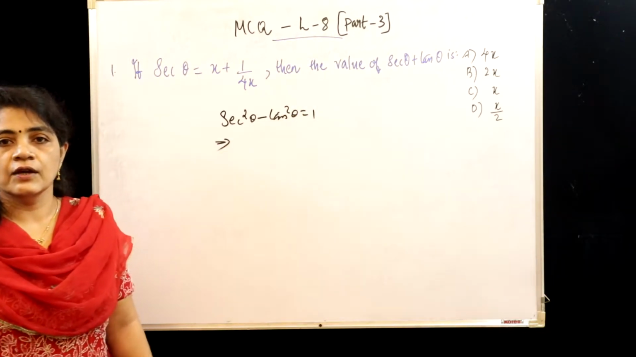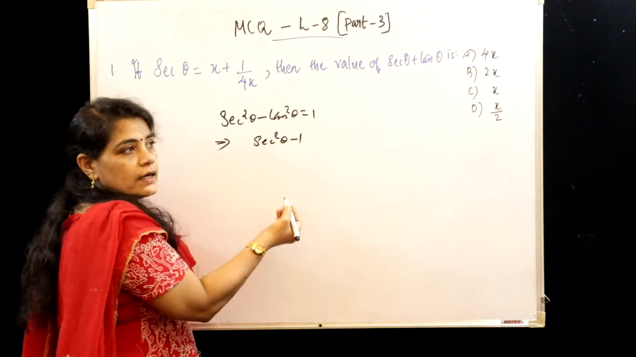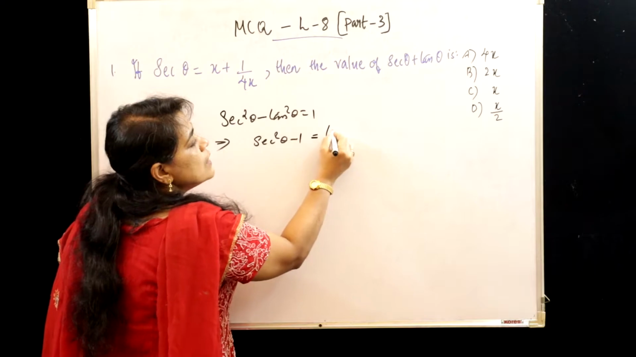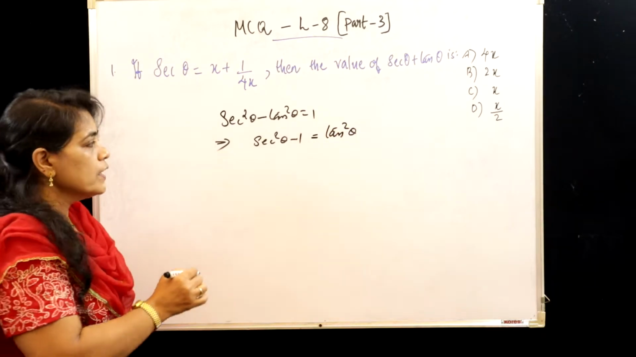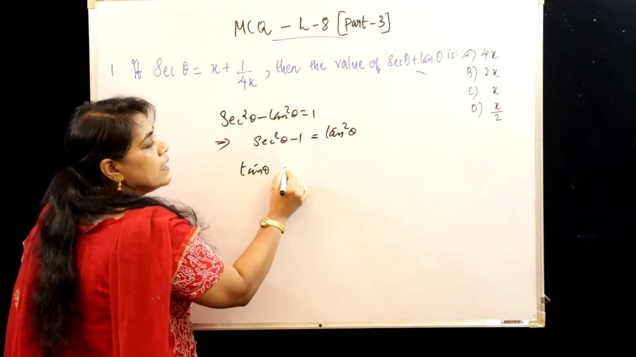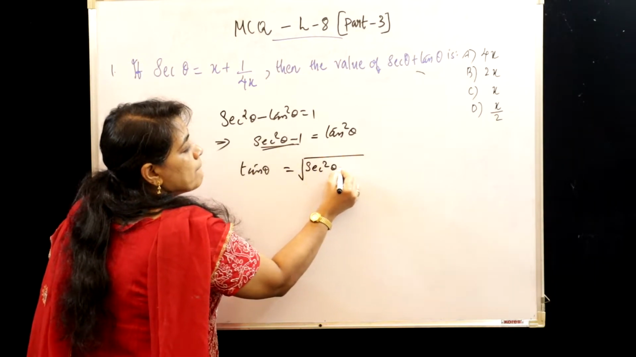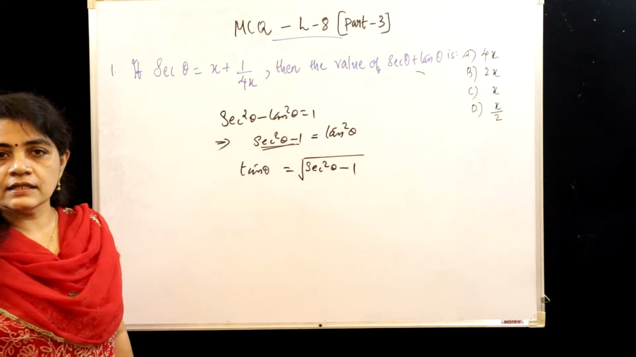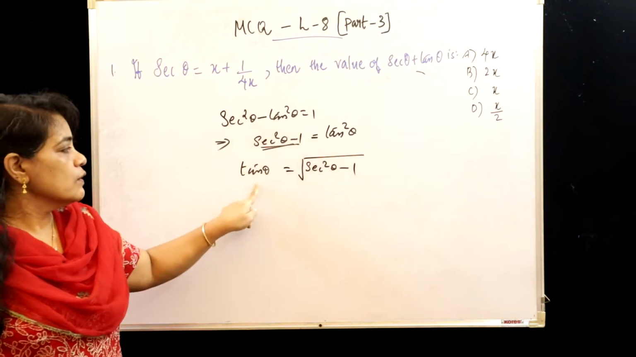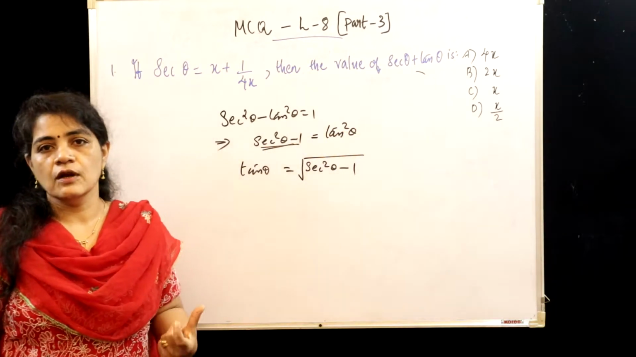From this identity, you will get tan square theta, that is sec square theta minus 1. This 1 comes to this side, equal to minus tan square theta, and when it comes to the RHS, it is equal to plus tan square theta. We should get tan theta, isn't it? So tan theta equals square root of sec square theta minus 1. If you substitute the sec theta that is given, you can easily get tan theta, and that tan theta can be substituted here. That is the procedure.